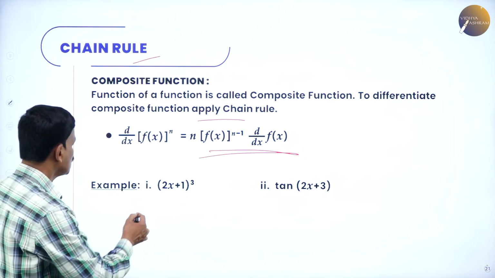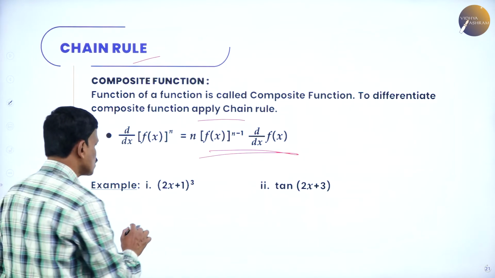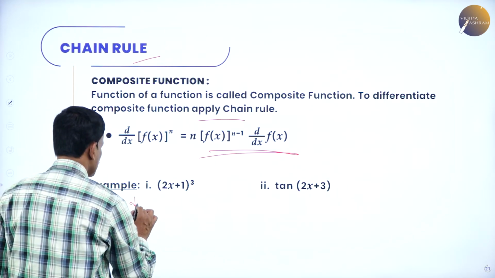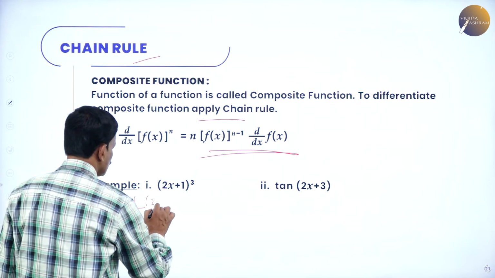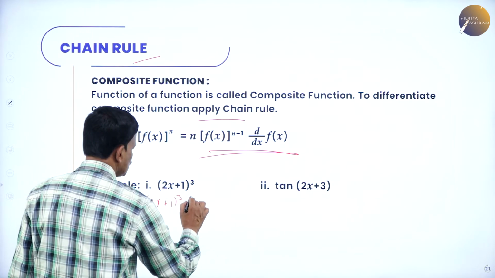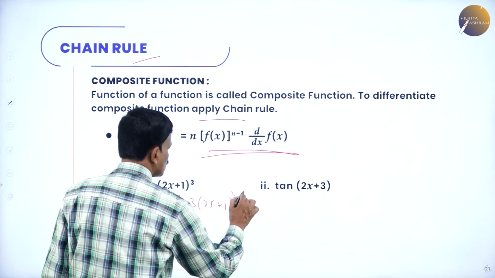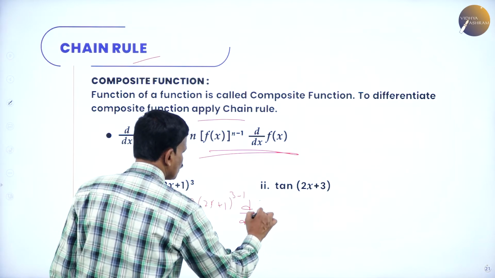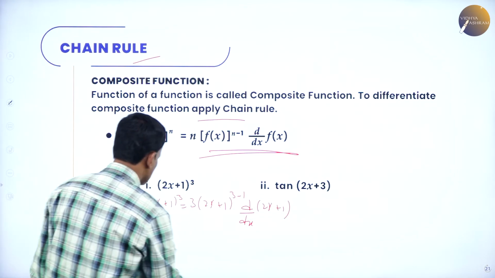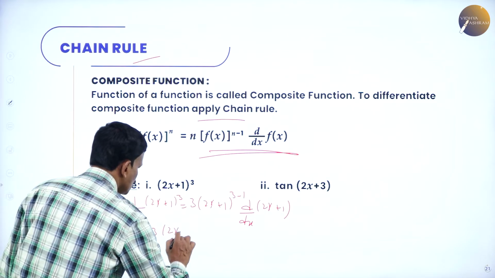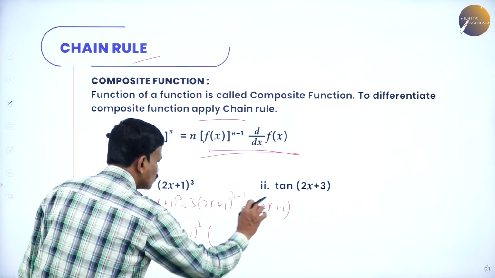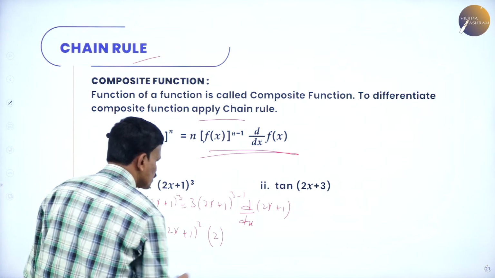Okay, now let us take an example, the same problem which I solved now. Differentiate d by dx of 2x plus 1 whole cube. n is equal to 3, into 2x plus 1 whole to the power of 3 minus 1, into d by dx of the inside function 2x plus 1. So this is 3 into 2x plus 1 whole square, into 2 into differentiation of x, which is 1.